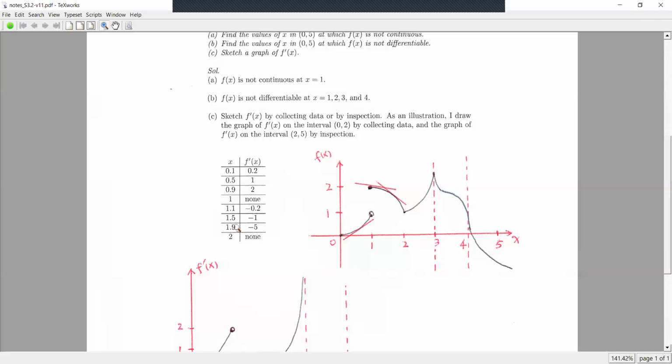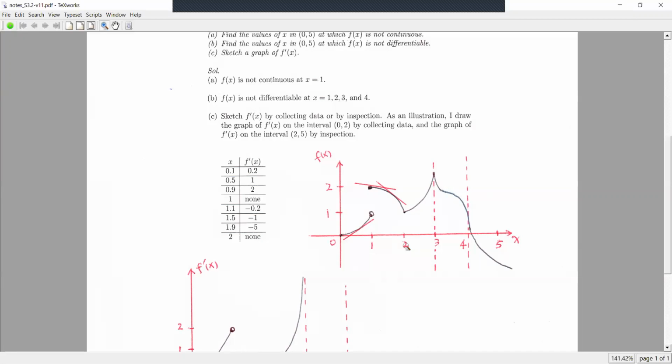At x is 1.9, close to 2. At 1.9, draw a tangent line. This tangent line is quite steep, but the slope is negative. My guess about the slope is, say, -5. So the derivative at 1.9 is about -5.